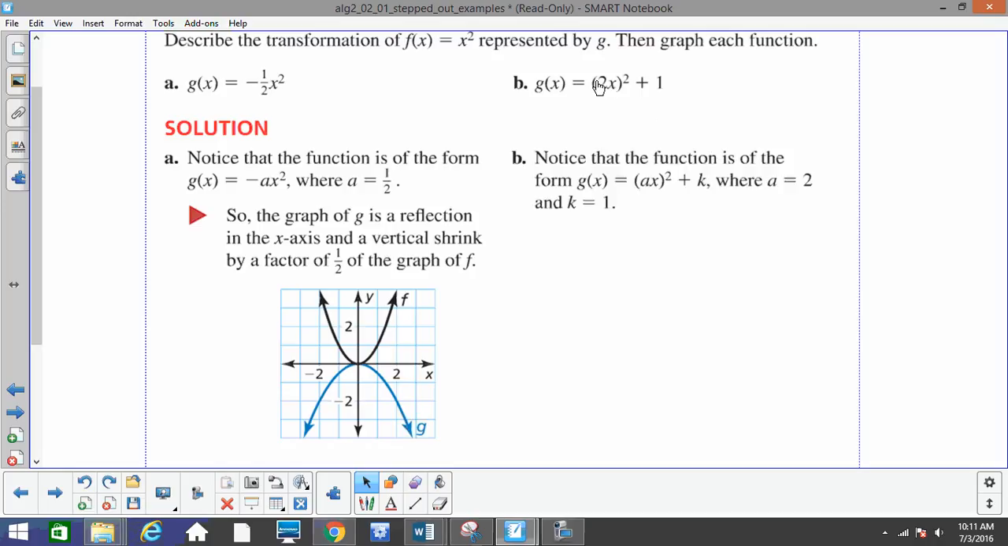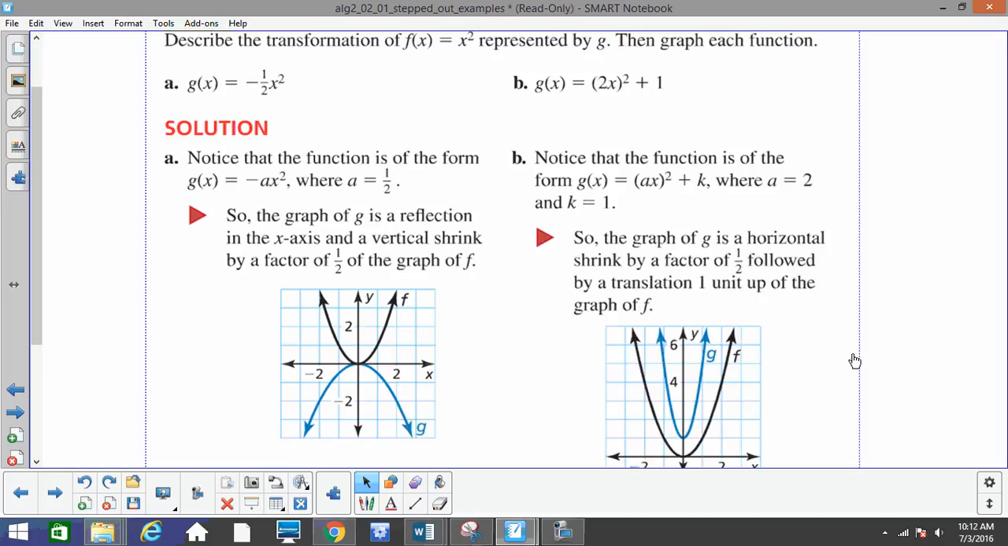Notice on this one, it's the 2x that's being squared. This one is a horizontal shrink by a factor of 1/2.